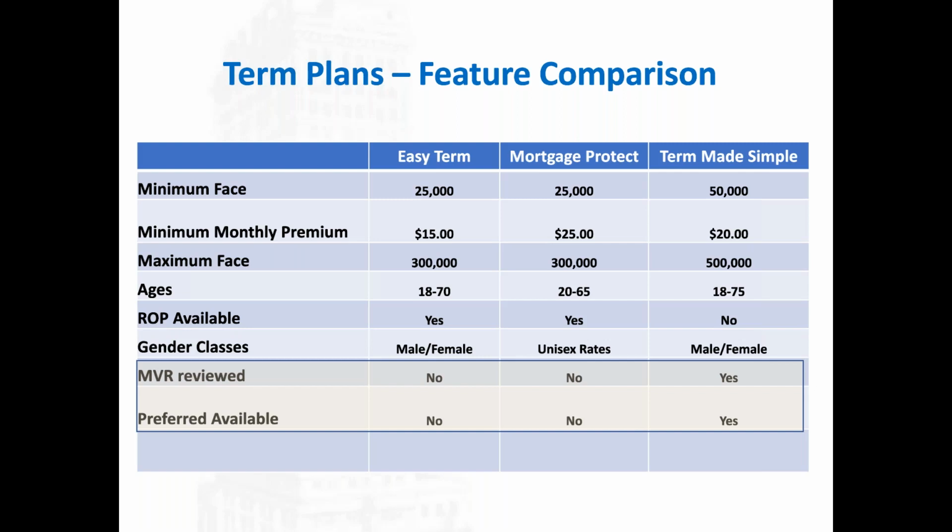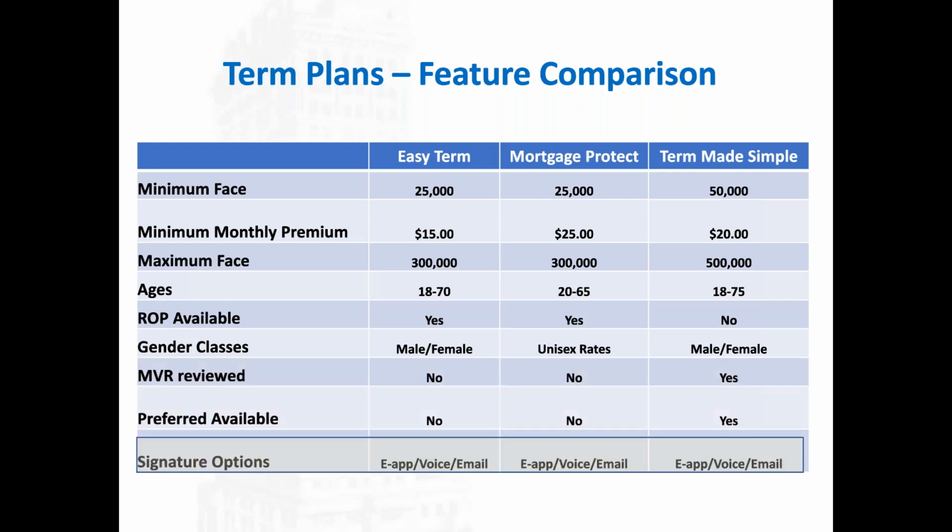Now, we also look at their motor vehicle report on term made simple, which we look at their history of moving infractions, DUIs, and things like that. So keep that in mind as you're doing the application processes with us. If your client has some driver's history issues in their past, you might want to look at easy term and the mortgage protection products instead, because term made simple is going to pull those, whereas the other products will not.